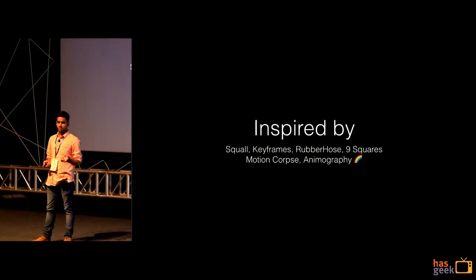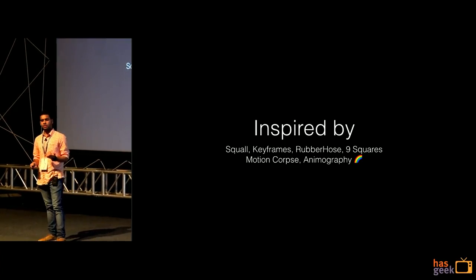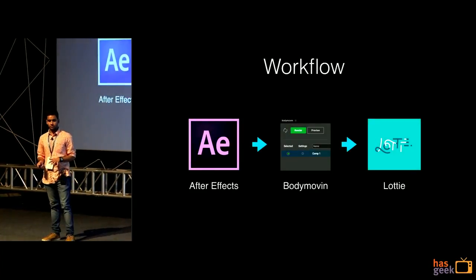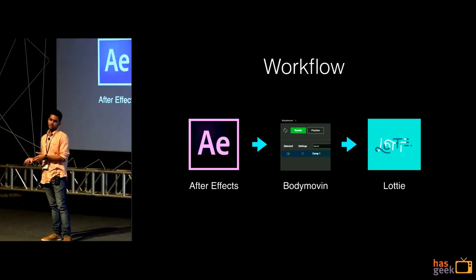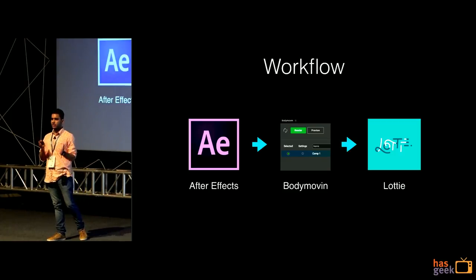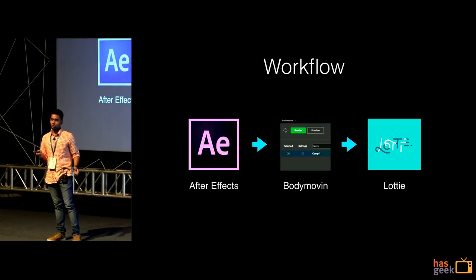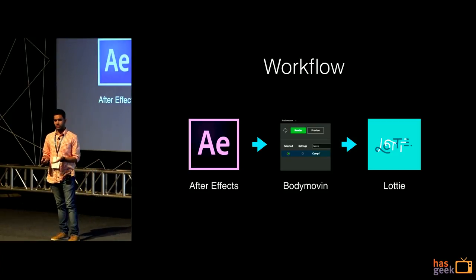This was the screenshot from the IO app, and it is also inspired by the animation libraries previously available, which are Squall, Keyframes, Rubber Hose, Nine Square, Motion Cops, Animography. And the workflow is pretty simple. We have to have a licensed version of After Effects, and there's a BodyMovin plugin which we need to install, and then we can create some translation, rotation, scale, any kind of animation, and export it and render it using BodyMovin, and then Lottie can use it with one line of code.